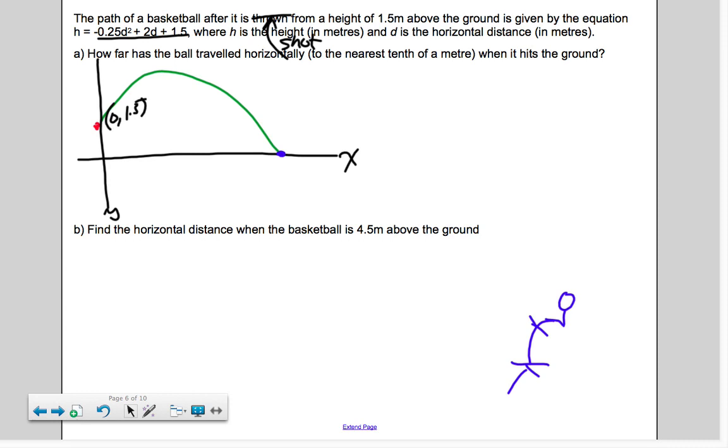Okay? So when it hits the ground, what do we notice there? When the ball hits the ground?